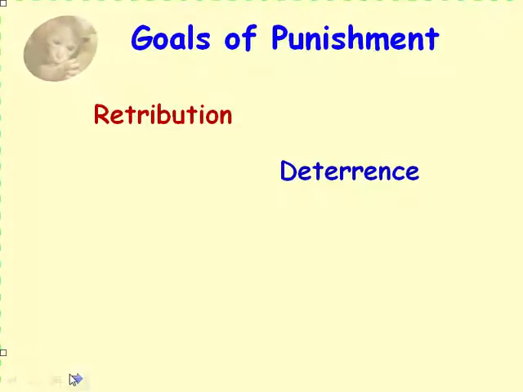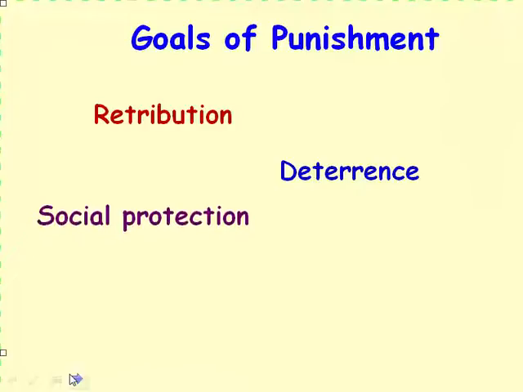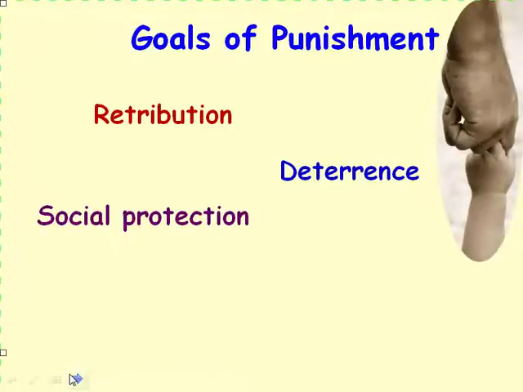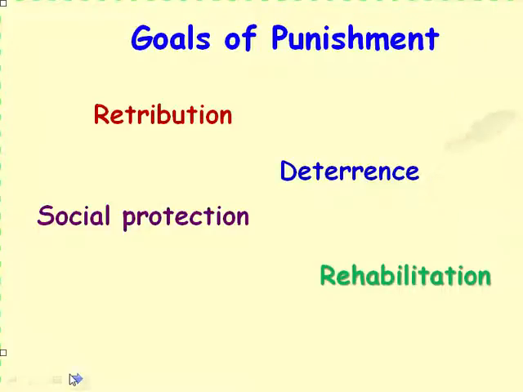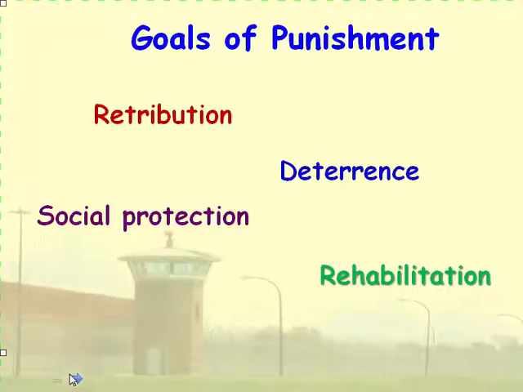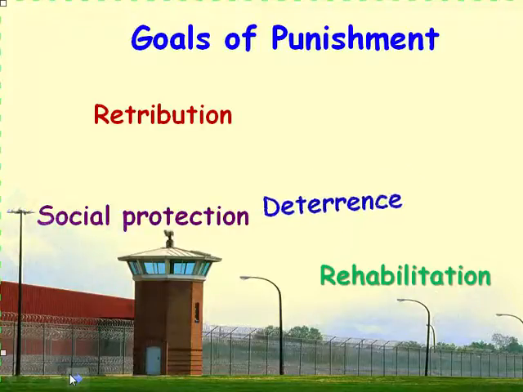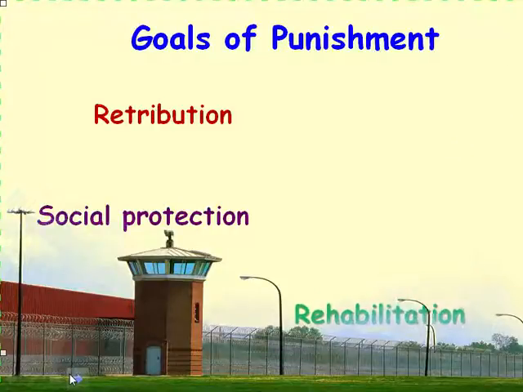fear of punishment; social protection, the restriction of offenders with supervision or incarceration to protect the community; and rehabilitation, to return offenders to the community as law-abiding citizens. Research indicates, though, that deterrence and rehabilitation are ineffective.